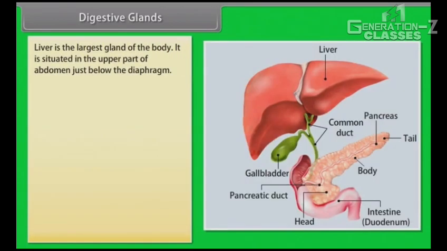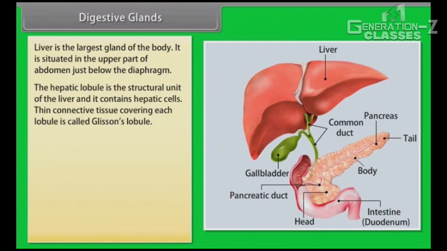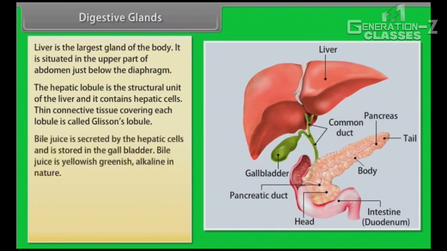Liver is the largest gland of the body. It is situated in the upper part of the abdomen just below the diaphragm. The hepatic lobule is the structural unit of the liver, and it contains hepatic cells. The thin connective tissue covering each lobule is called Glisson's capsule. Bile juice is secreted by the hepatic cells and is stored in the gallbladder.